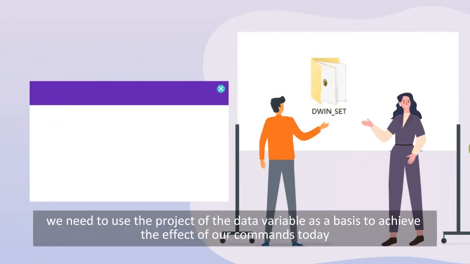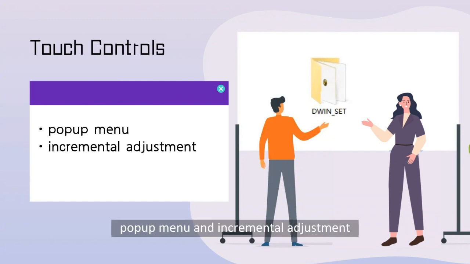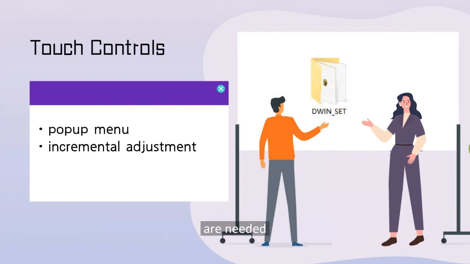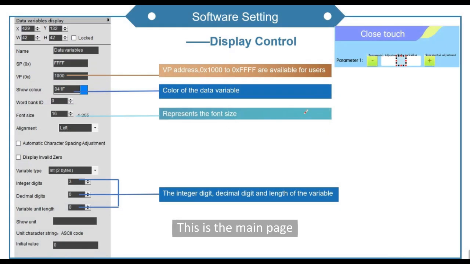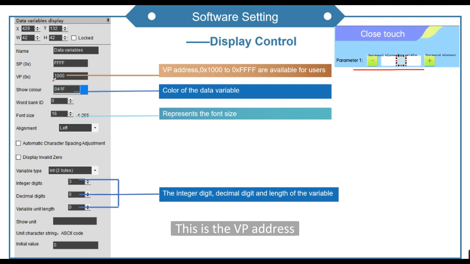We need to use the project of the data variable as a basis to achieve the effect of our commands today. Two touch controls, pop-up menu and incremental adjustment, are needed. This is the main page. First, use the data variable display control. This is the area to display the data variable. This is the VP address.